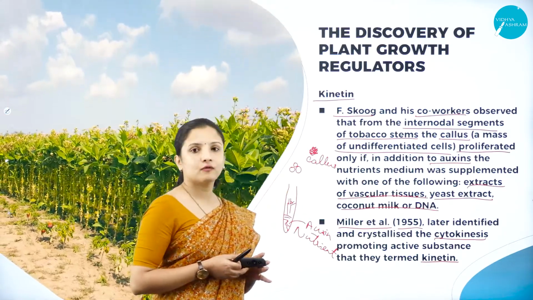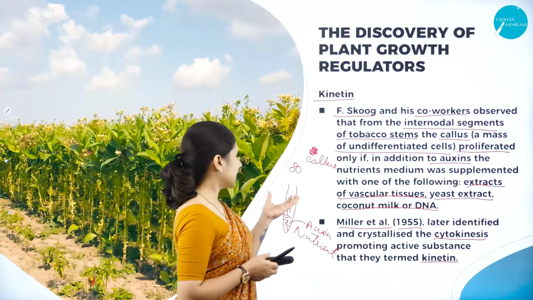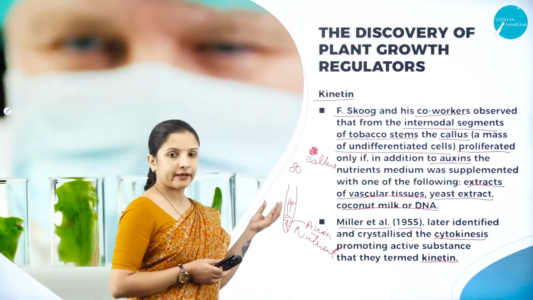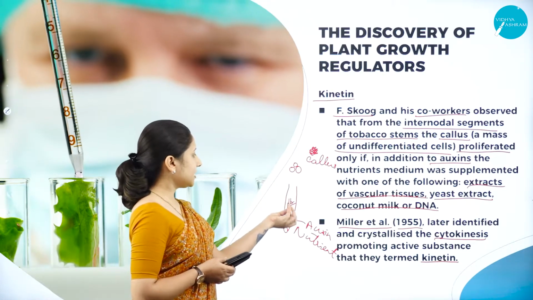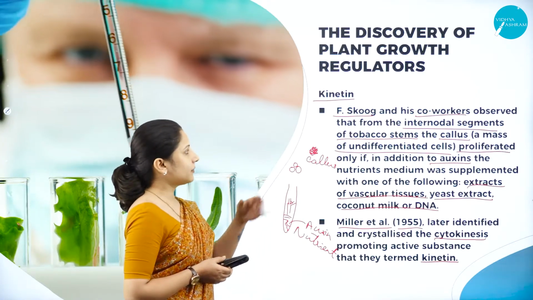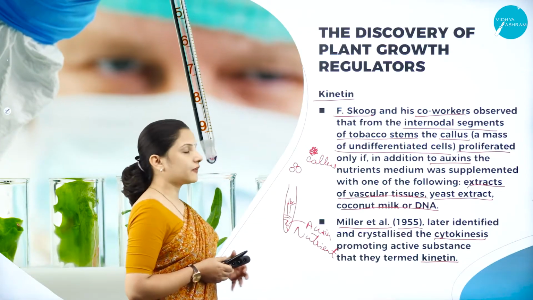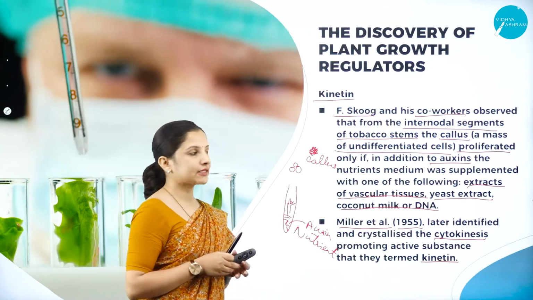F. Skoog and co-workers were doing some tissue culture on the tobacco, that is, the stem of the tobacco. When they put it in a nutrient media along with auxin, they found that in the internodal segments of the tobacco stem, they could see a white mass of cells, or group of cells, which is called callus.